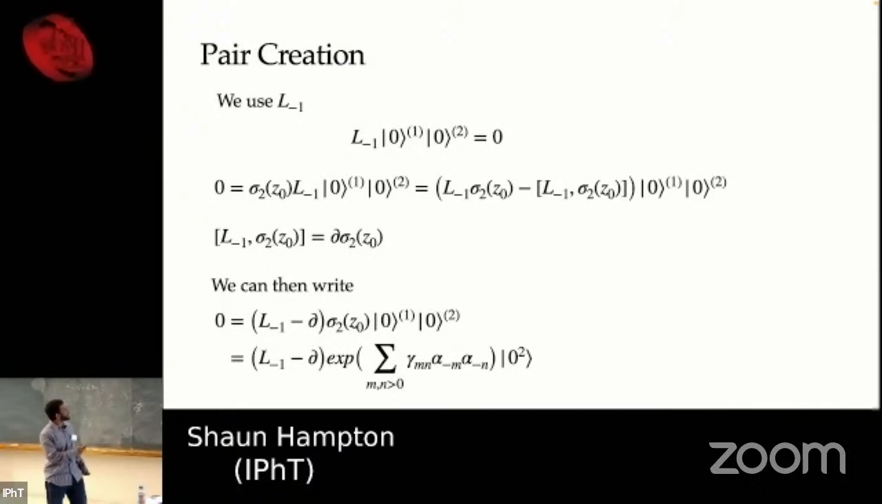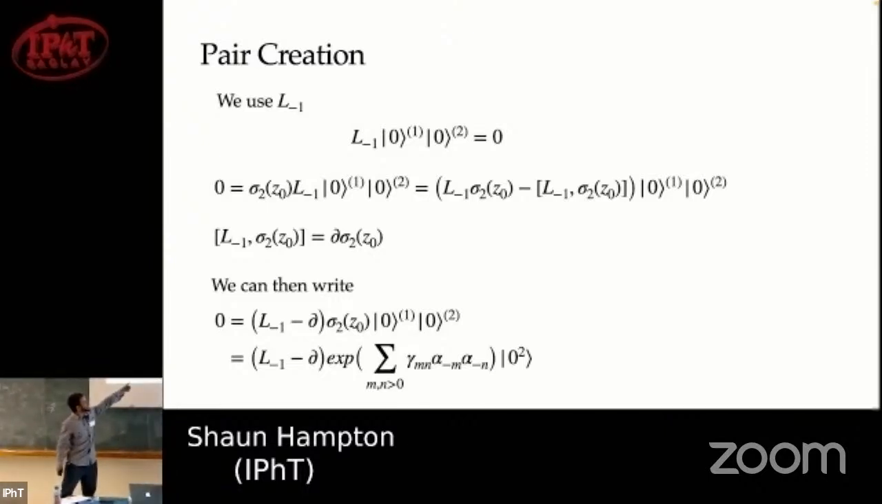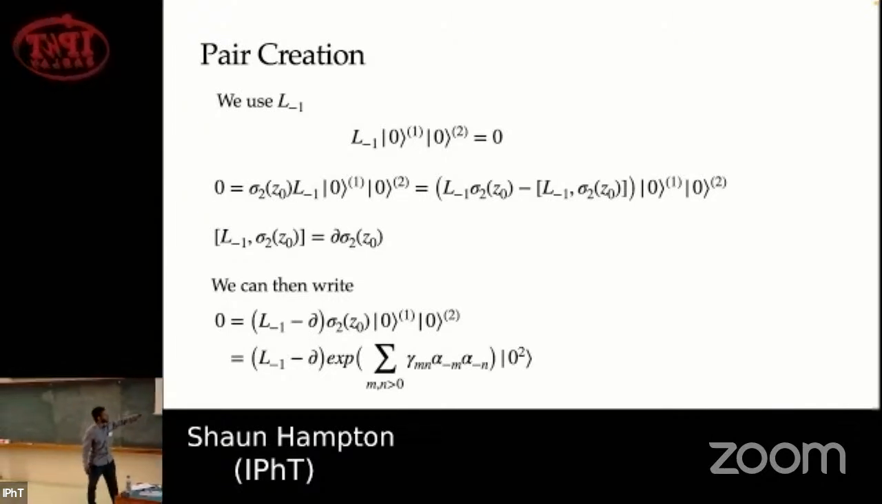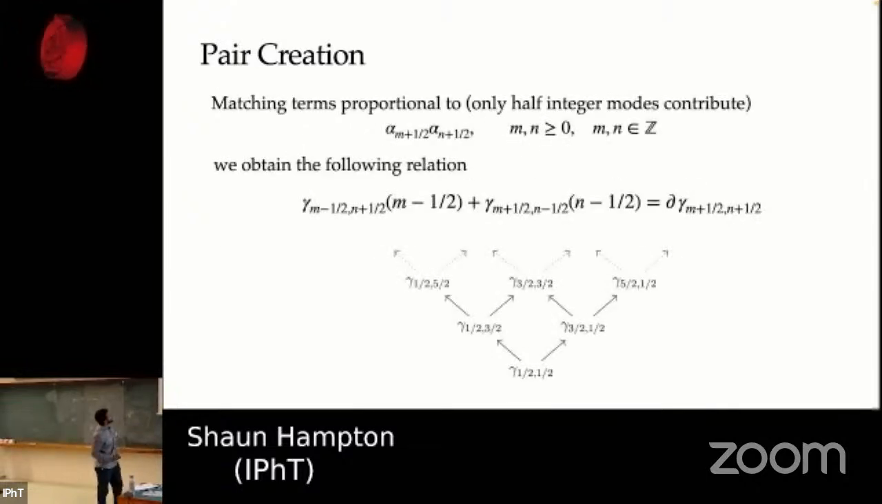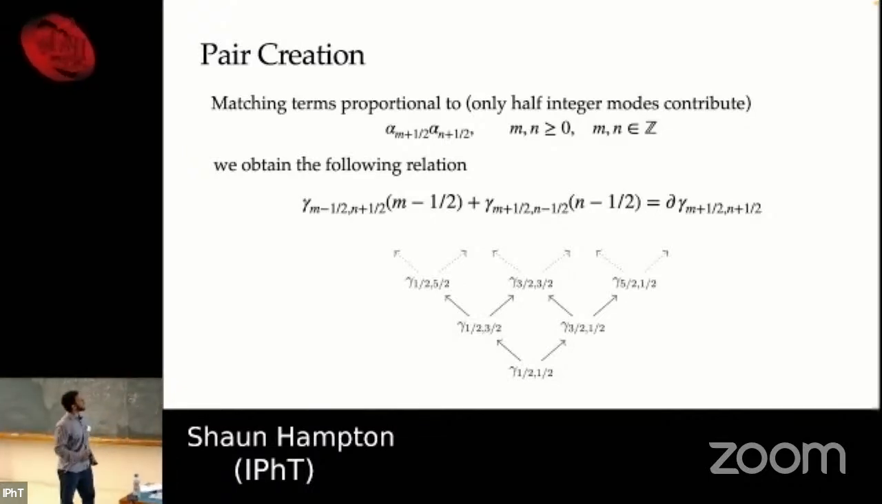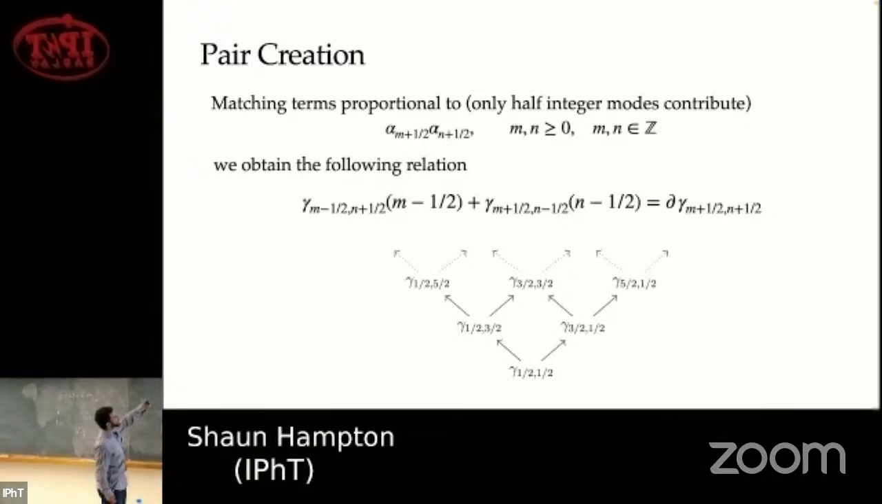And so then we can write this relation that's equal to 0 as this here. And we know what sigma acting on the vacuum is. We know that that's just going to give us this exponential of this sum over bilinears that's weighted by these gamma coefficients. And so one can match terms here, and you're going to get some type of consistency conditions. And this is in general what the equation looks like that you're going to get.